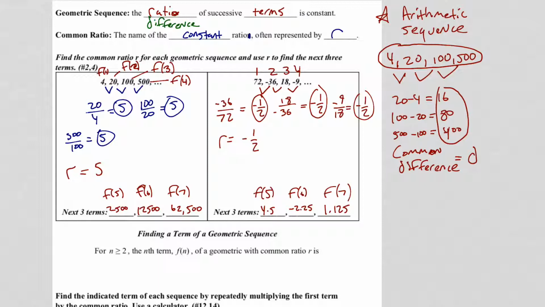So hopefully this is starting to make sense. Let's take a look at some rules that we can develop for determining terms in a geometric sequence. I'll give you a moment or so to write that down.